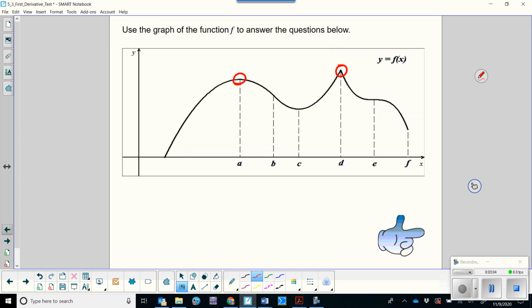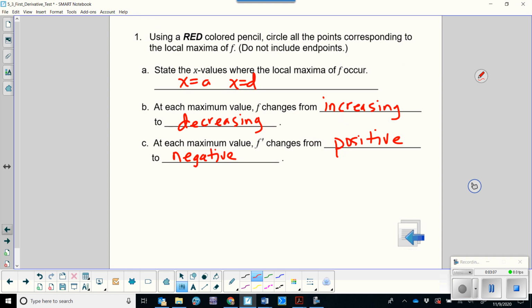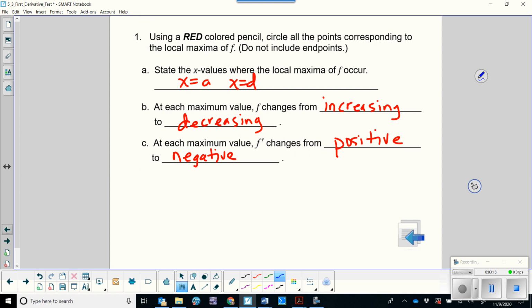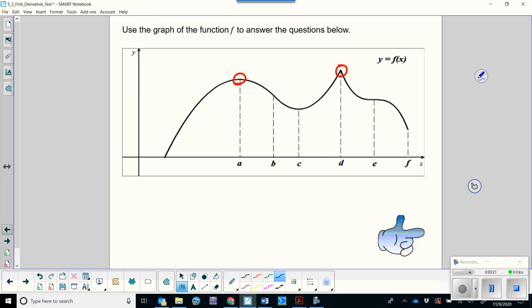So now we're going to go to the next page where it says use blue now. So get a blue colored pencil, and we're going to circle all the local minima, okay? So we're back to our picture, and we're going to circle where we have a local minima. So here is a minimum, and that's it. There's not another local minimum. So it's going to ask me to answer where it occurs and then what f and f prime do. Okay, so you can see that the function changes from decreasing to increasing right at that place.